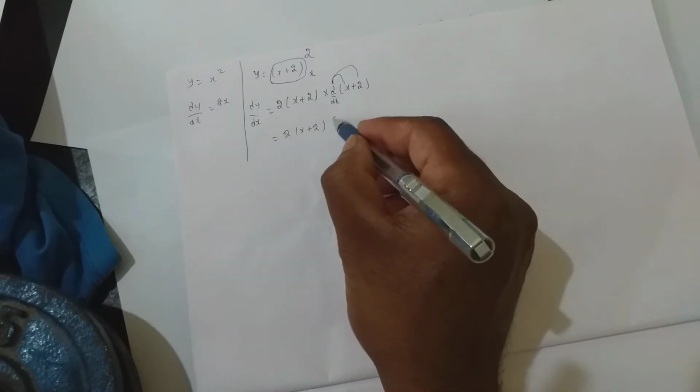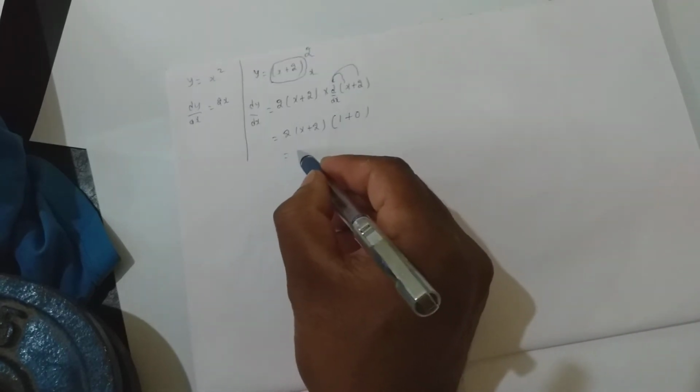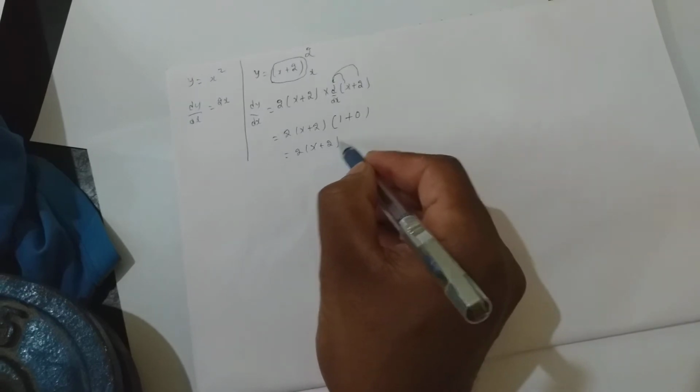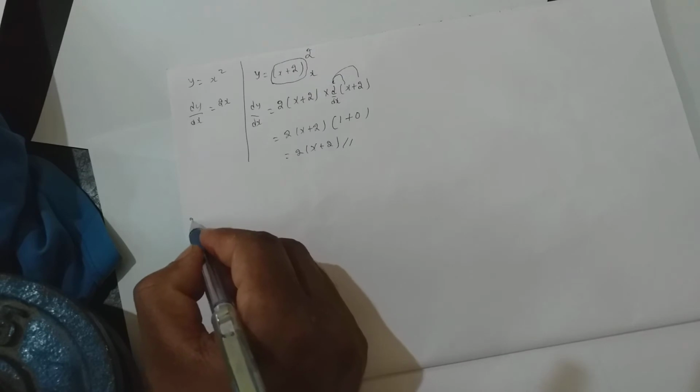So when it is applied on x, it is 1. When it is applied on 2, it is 0. So no change, it remains the same thing. Am I clear? Look at one more example.